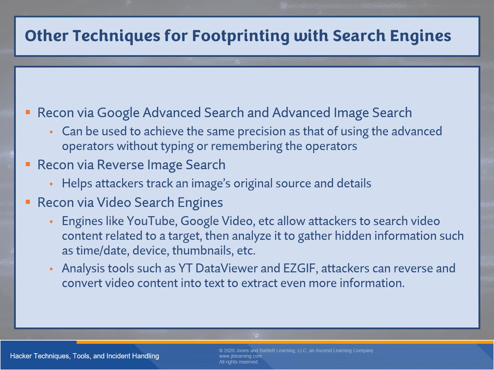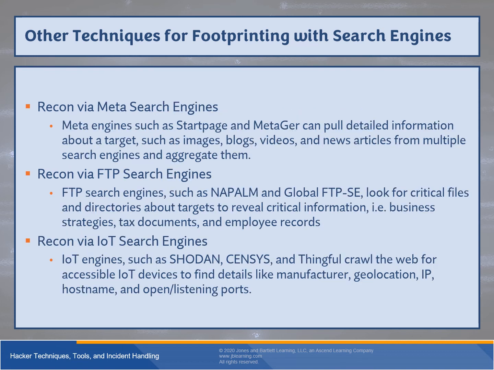Some other techniques to be aware of are advanced image search with Google, reverse image search. There are specific video search engines. You can use tools like YT Data Viewer or EasyGIF and be able to extract information out of that, like EXIF information about the camera that was used to record the video or when it was uploaded, where it was uploaded from, thumbnails that were generated. Meta search engines, things like Metager or StartPage, these can pull information about a target from a number of different search engines and be able to aggregate them. So Meta in this case just basically means a search engine of search engines.